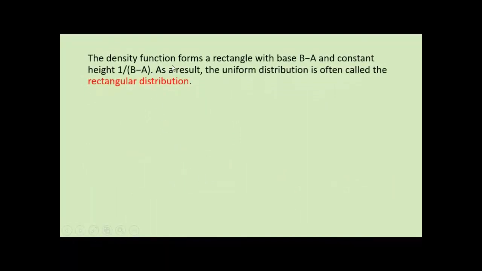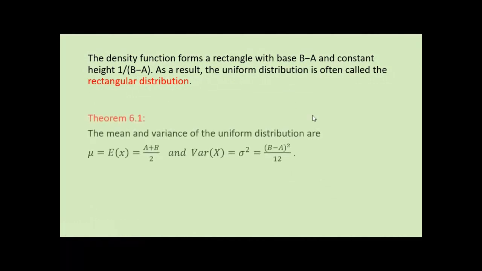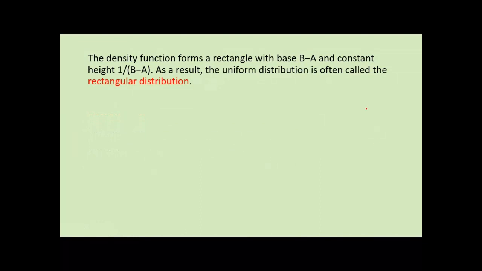The density function forms a rectangle with the base b minus a and a constant height 1 over b minus a. Do we have a graph? If you draw this one, you can check the Dirac delta function as an example of this one. So if x lies between 4 and 10, the base is the difference, 6 units, isn't it? The height f of x, 1 over 6, will be the height.